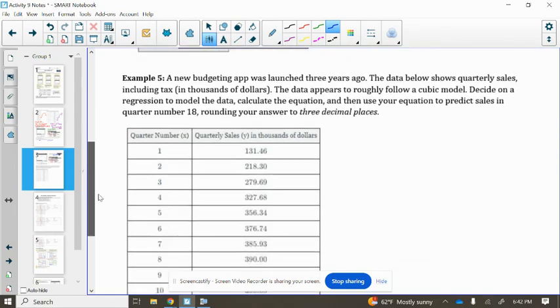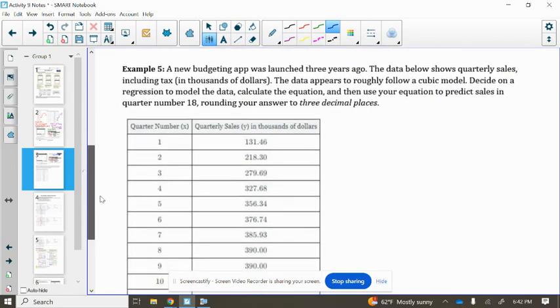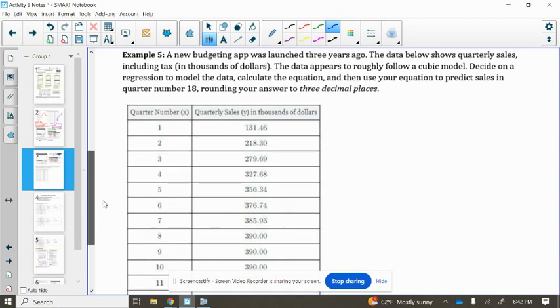So in example 5 here, we have a piece of data. This time we are given a new budgeting app that was launched 3 years ago. The data below shows quarterly sales, including tax. The data appears roughly to follow a cubic model, and we want to decide on the regression to best fit this line, again, round to 3 decimal places.